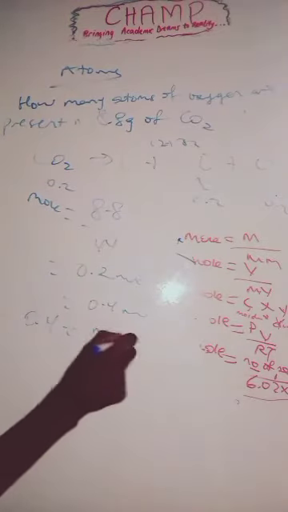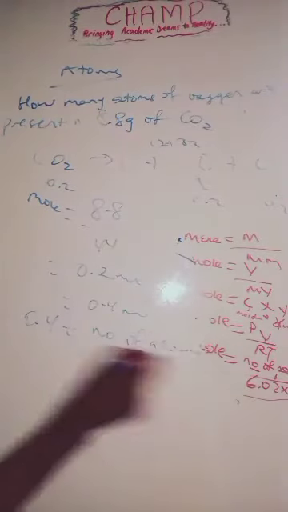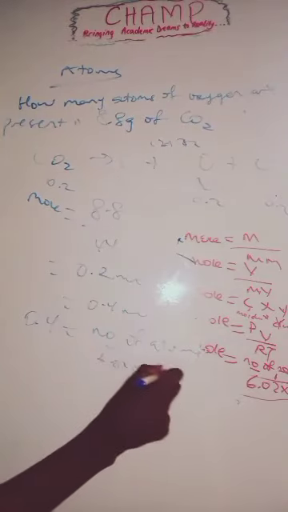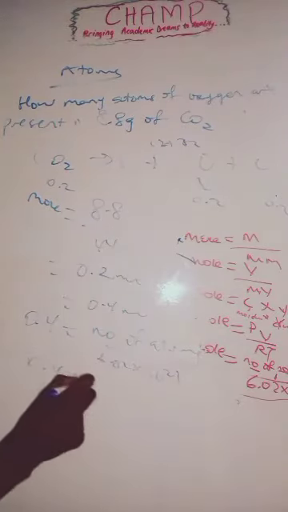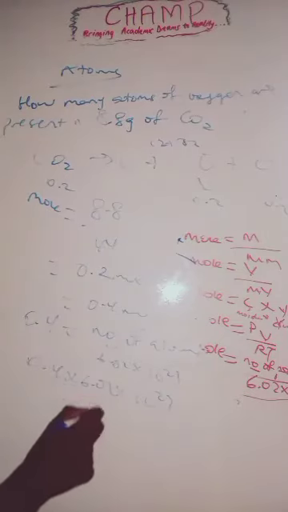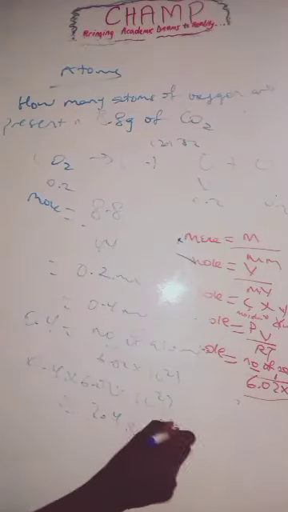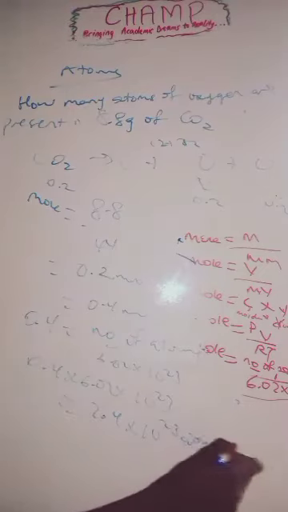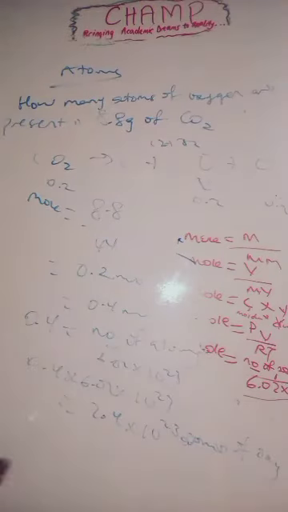So just plug it into your formula. 0.4 is equal to number of atoms over 6.02 times 10 to the power 23. 0.4 times 6.02 times 10 to the power 23. That's what? 2.4 times 10 to the power 23 atoms of oxygen. I hope you get it now. Yeah, that's very good. Let's go into the fourth case now. Yes, let's move on.